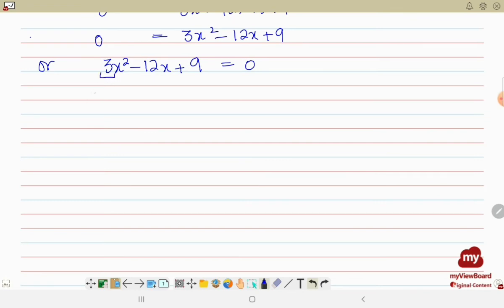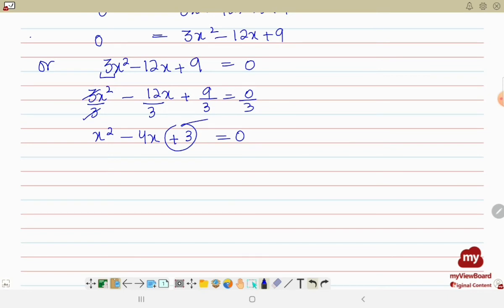So we'll divide the whole equation by 3. This was the very first step of working. So it will be like that, and this term will get cancelled. x square minus 4x plus 3 equals 0. The second step of working was to shift the constant term to the right hand side. So here we have x square minus 4x equals minus 3.